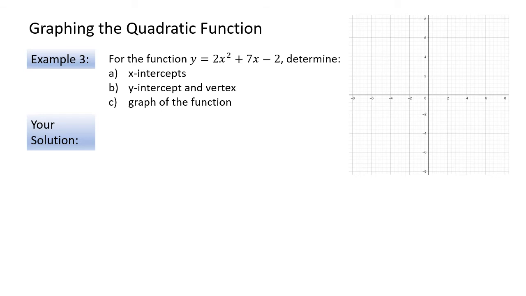So our first example, for the function y equals 2x squared plus 7x minus 2, determine a, the x-intercepts, b, the y-intercept and the vertex, and c, the graph of the function. So we'll graph it here on the right. I've given you this on the side here. Again, you can follow along, pause this, and do it and graph it yourself and then compare.